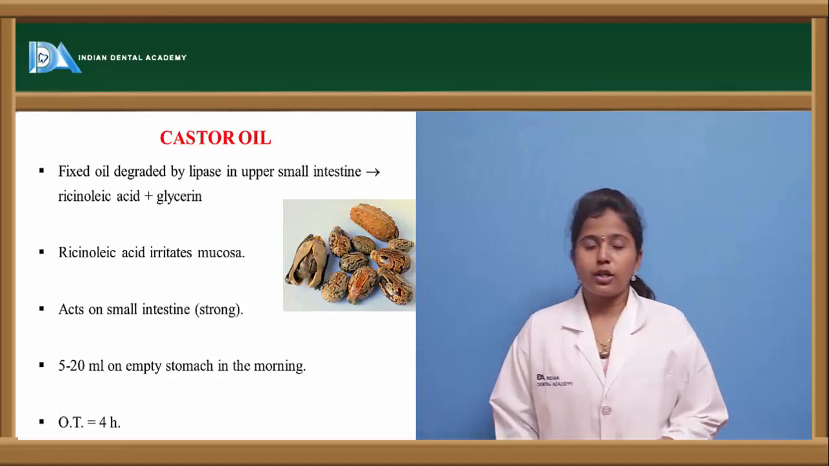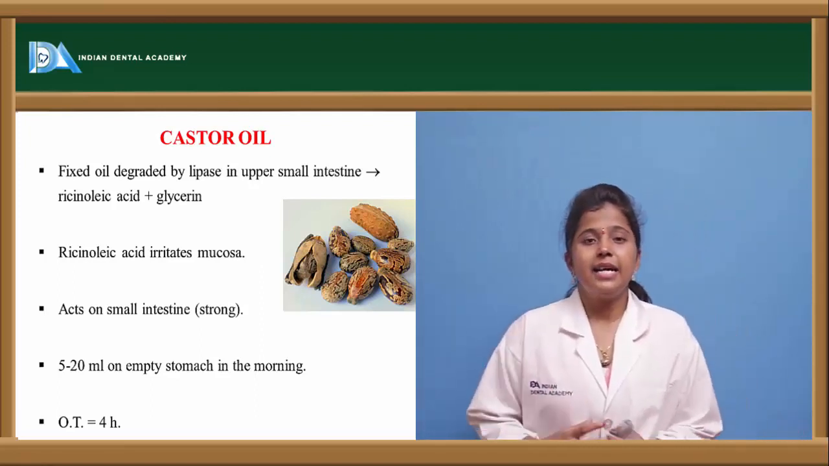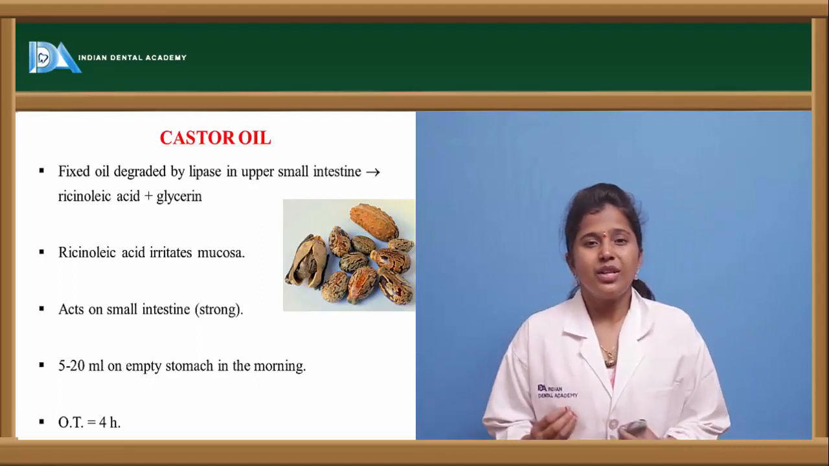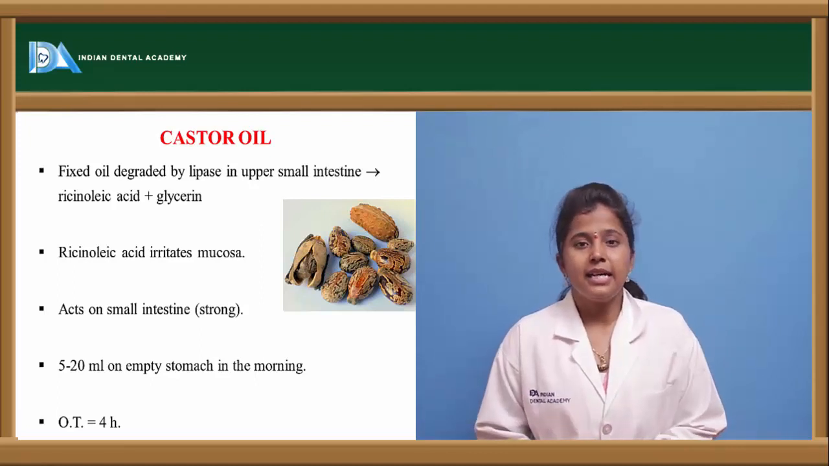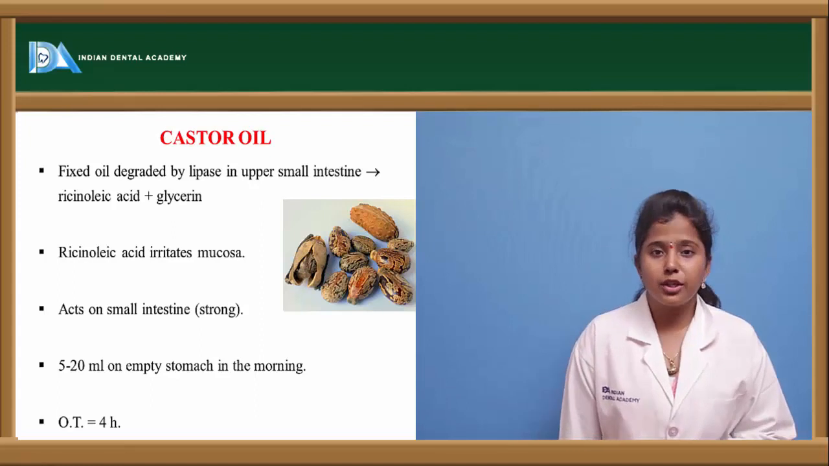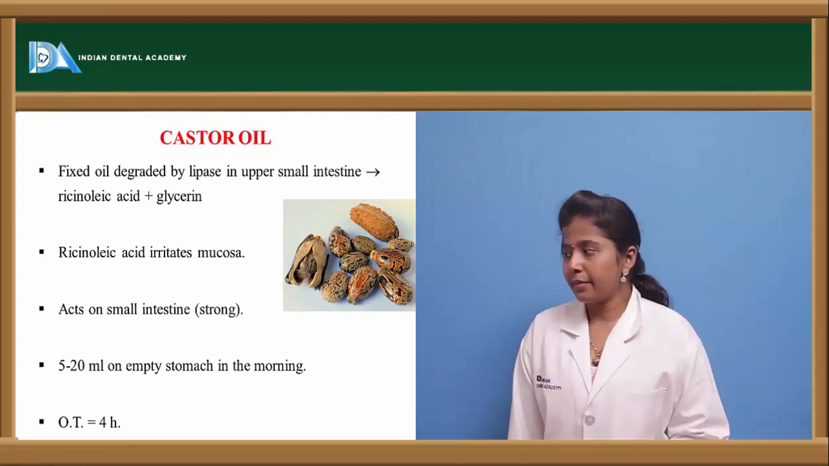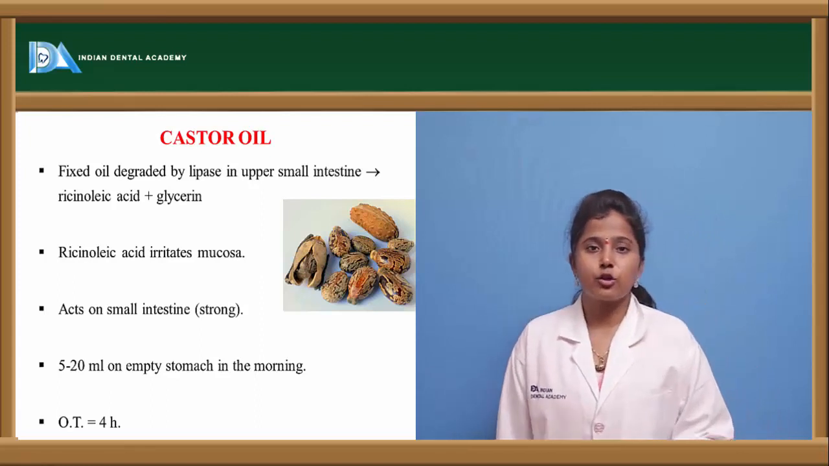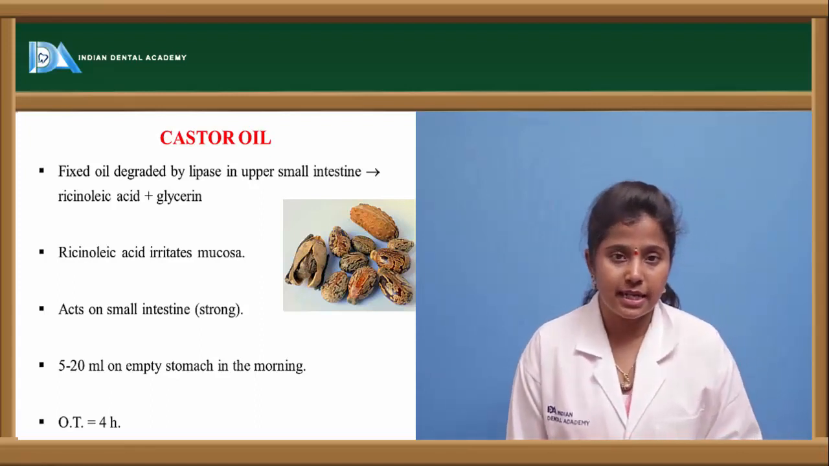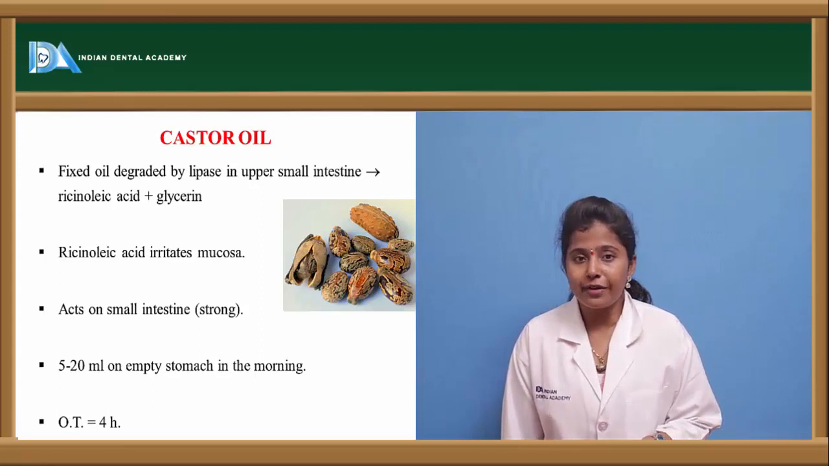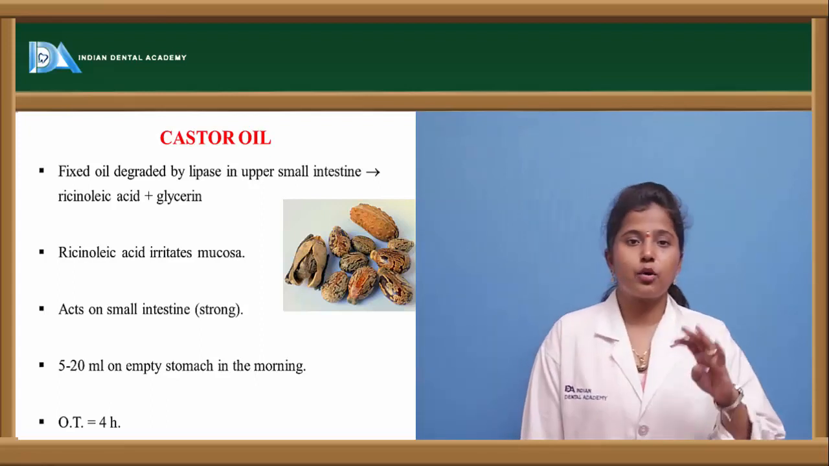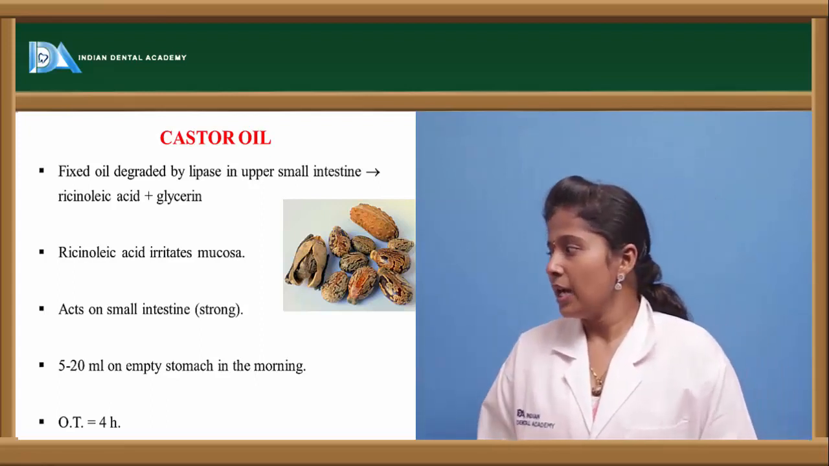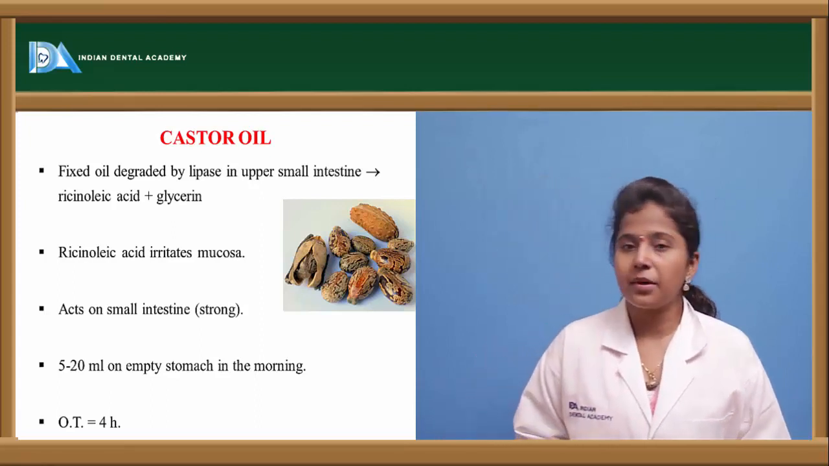So what does it do? This ricinoleic acid is a mucus irritant. So when the mucus is getting irritated, there occurs some sort of stimulation in the smooth muscle, and thereby it acts on the smooth muscle and causes peristalsis movement. The onset of action of castor oil is about 4 hours, and the dose is 5 to 20 ml on an empty stomach in the morning.